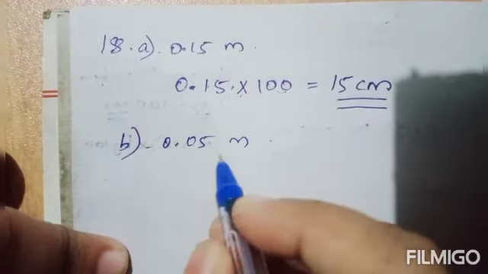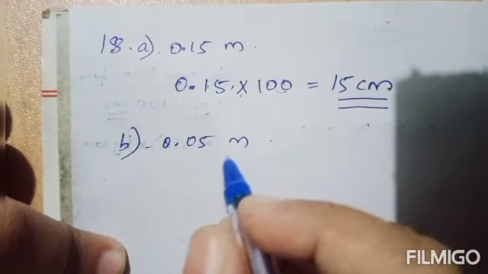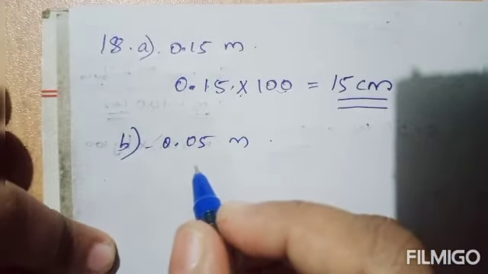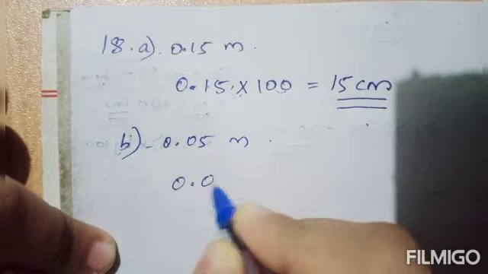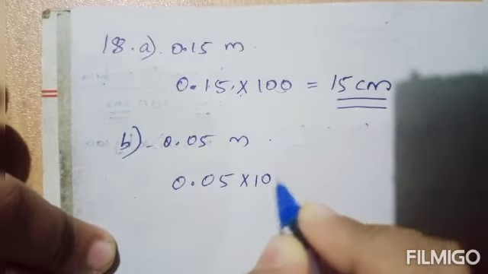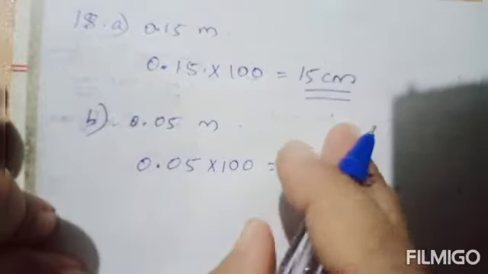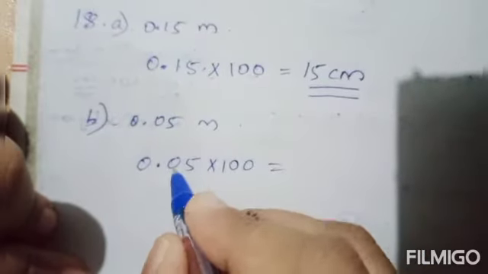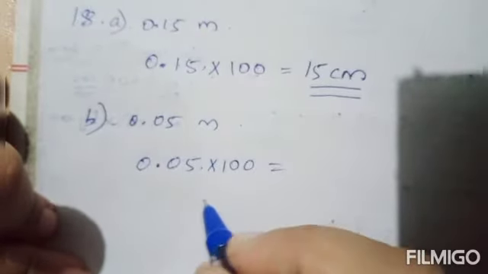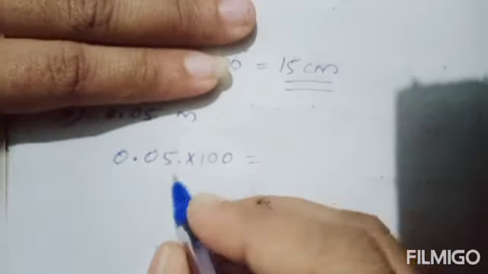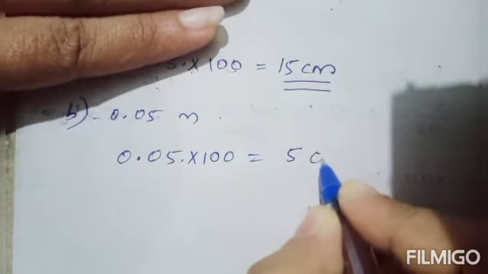Next B, 0.05 meter. In order to convert meter to centimeter, just multiply by 100. So 0.05 into 100, what will you get? This decimal point will move 2 places to the right. So this is 1, 2 here. You will get the decimal point. That is 5 centimeter.